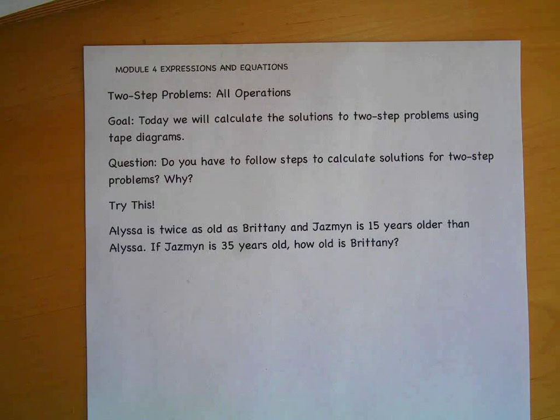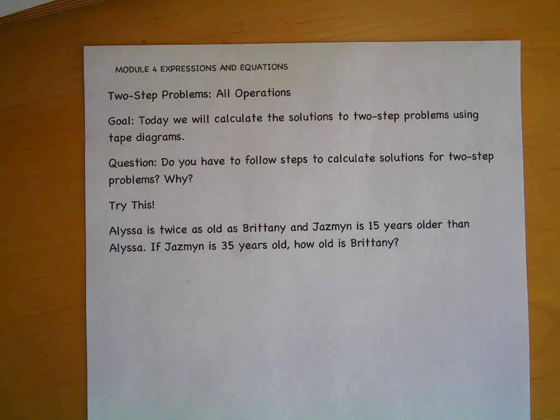All right, so the best way to understand how to solve two-step problems with tape diagrams is by trying it. So in the try this, it says, Alyssa is twice as old as Brittany, and Jasmine is 15 years older than Alyssa. If Jasmine is 35 years old, how old is Brittany?